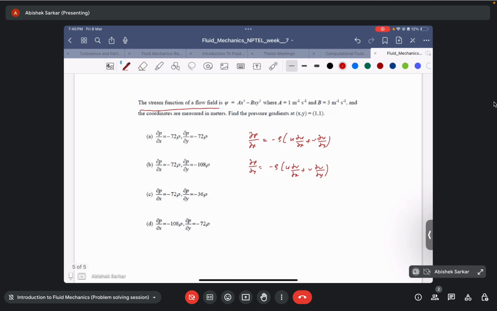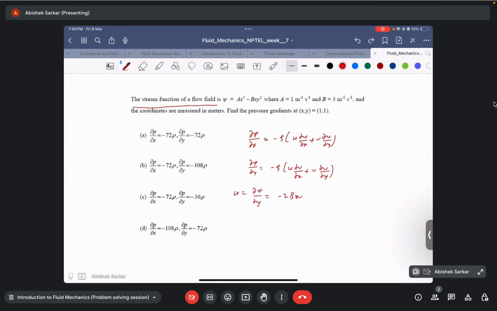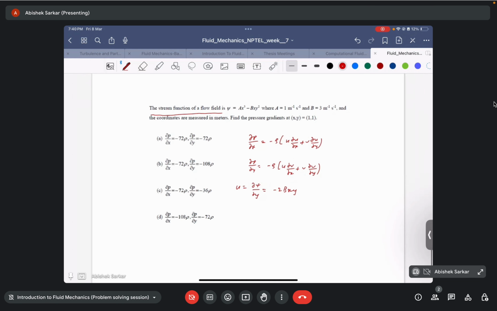Okay, so here u can be found out by ∂psi/∂y, right? So it will basically be minus 2bxy. Okay, and v would be equal to minus ∂psi/∂x. So let us keep the minus sign here. And then ∂psi/∂x would be 3ax square minus by square.